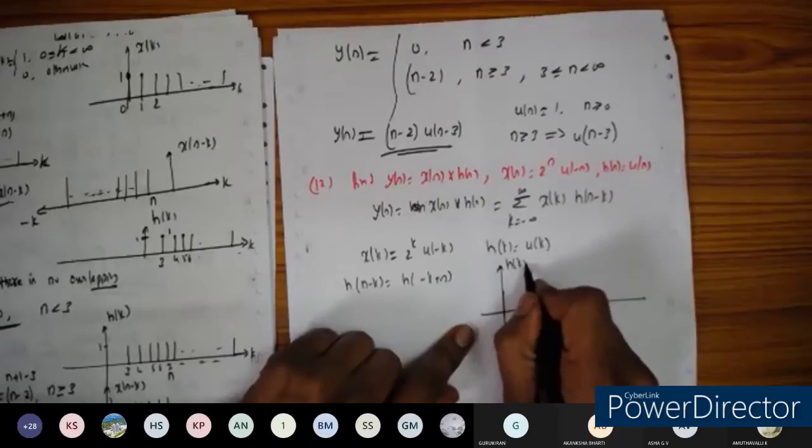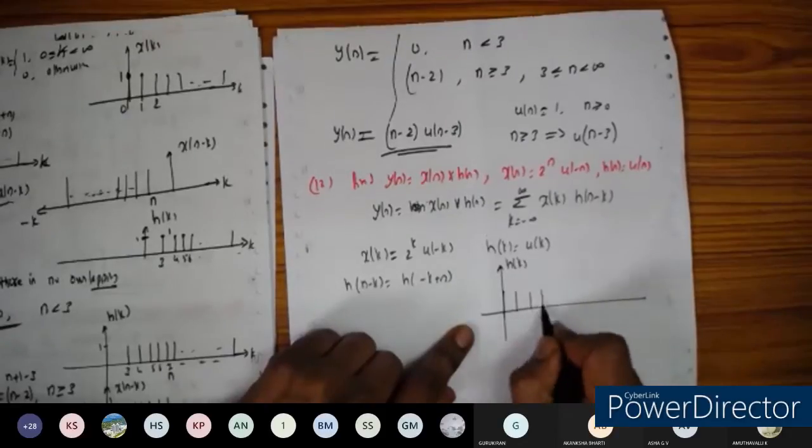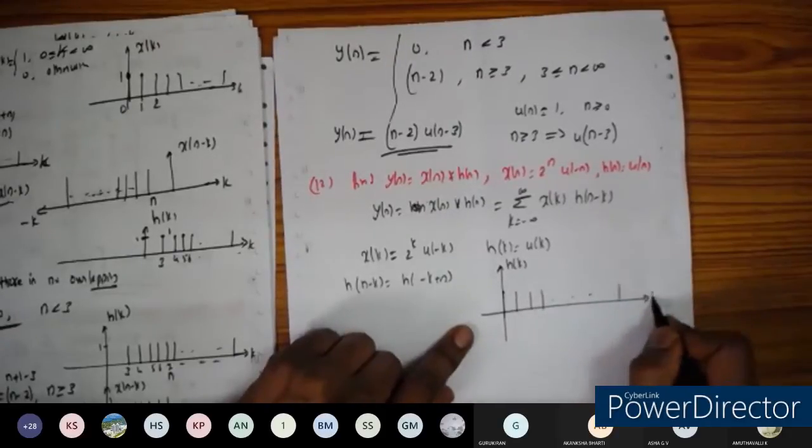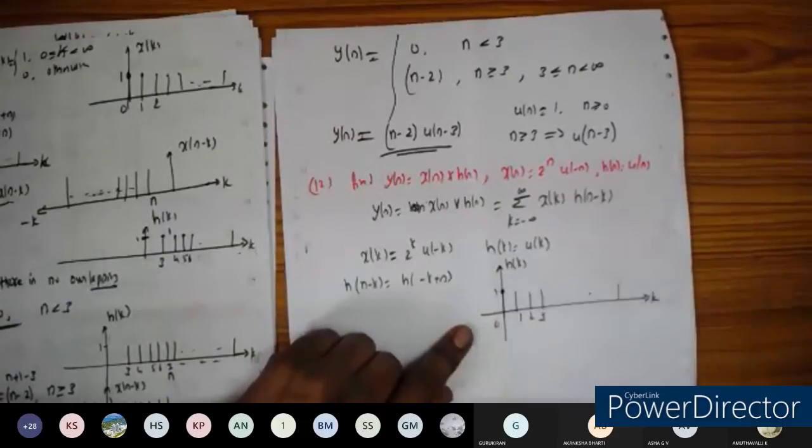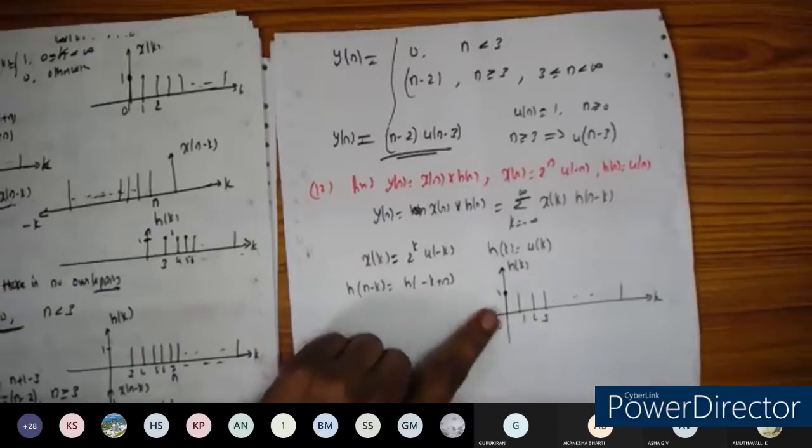This is h of k, which is nothing but u of k. It starts from 0 and goes up to infinity, so it is 0, 1, 2, 3, having an amplitude of 1. So this is h of k.